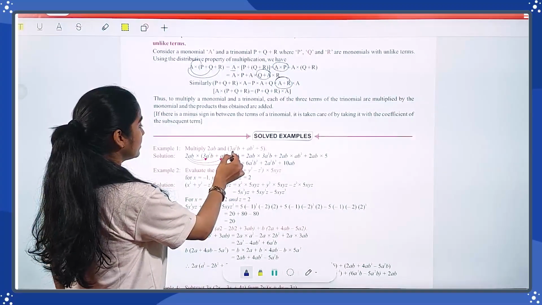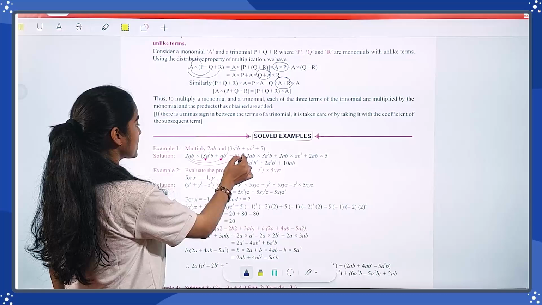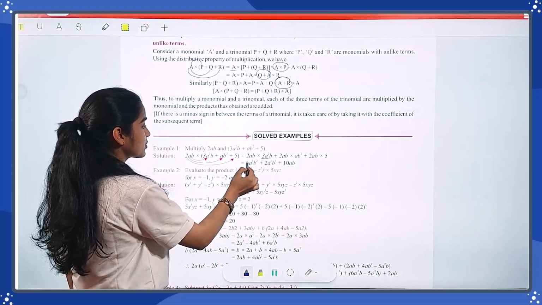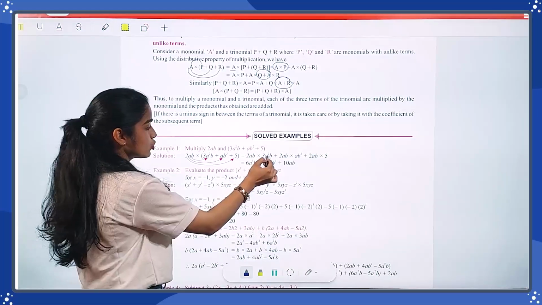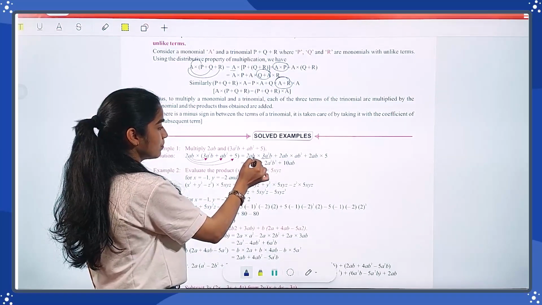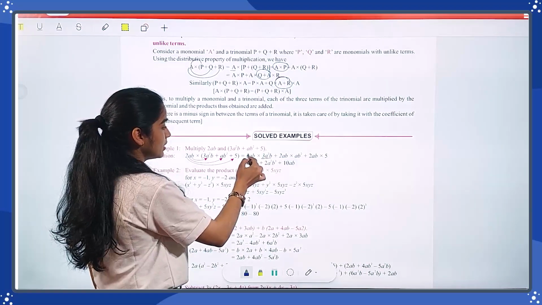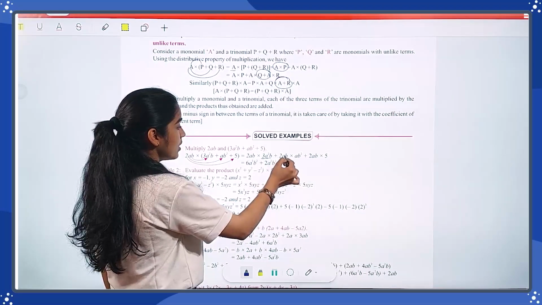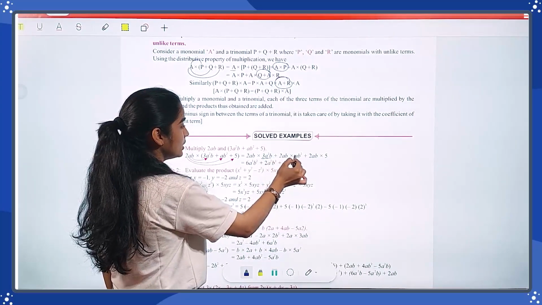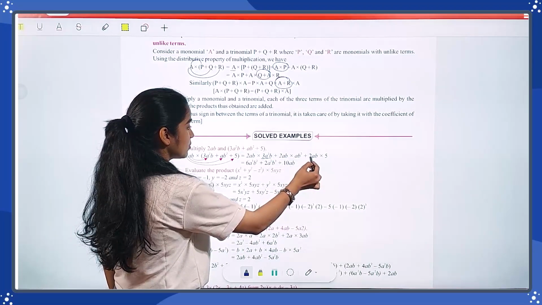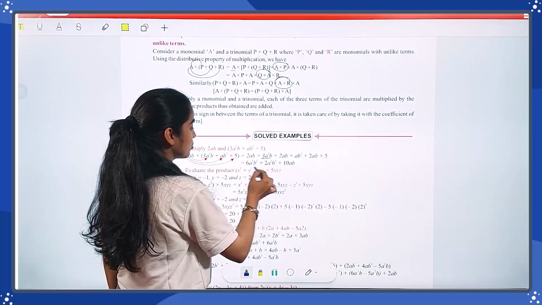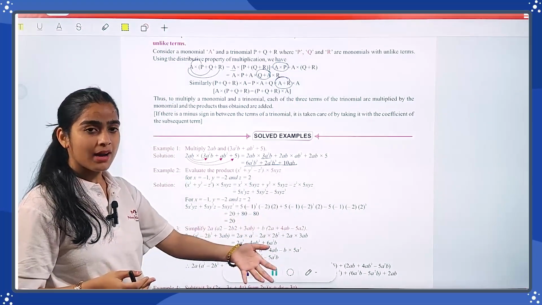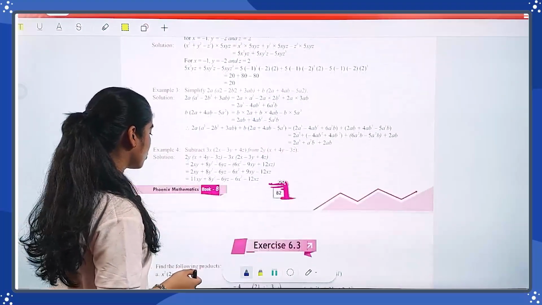Multiply 2ab with 3a square b plus ab square plus 5b, which means 2ab multiplied by 3a square b, which is 2 3s are 6, 2a 1a a cube, b1 b2 b square. Then 2ab multiplied by ab square, which means 2 1 2 a square, 1 2 3 b cube, plus 2 5s are 10 ab. So this is your final answer. It is similar to your previous one, just you have one extra value. So don't be confused in this.